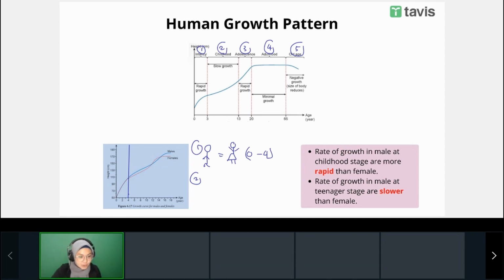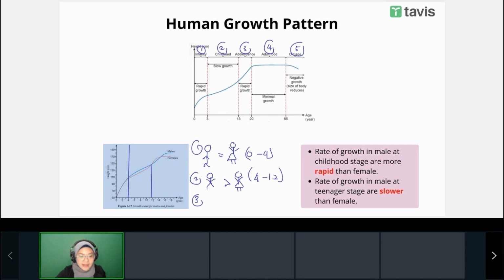if the age reaching, let me underline first, 4 to 12, I think this one. 4 to 12 years old. What happened? 4 to 12. The male is taller than the female. Yes, the male grows rapidly compared to the female by this time.